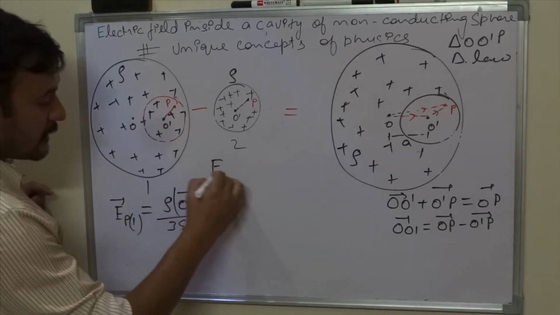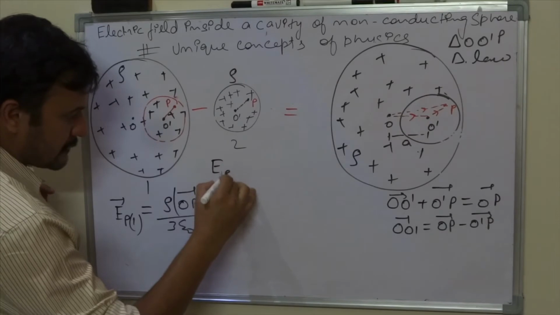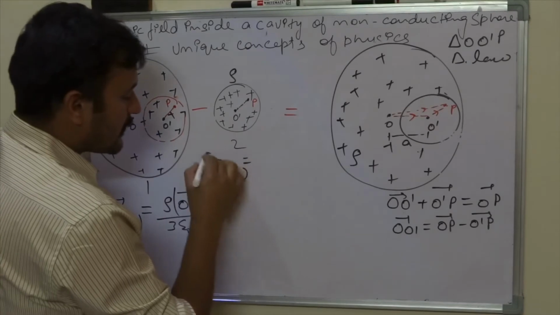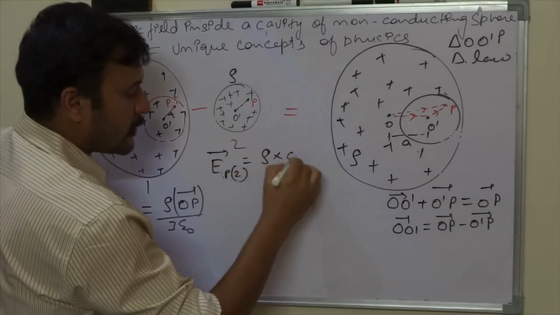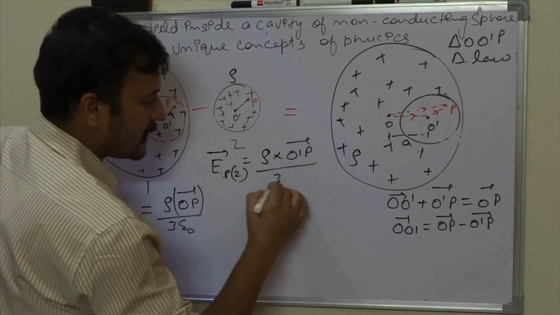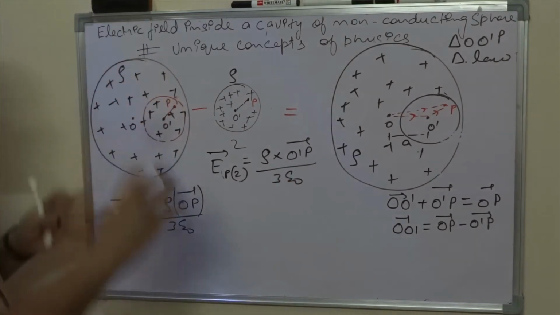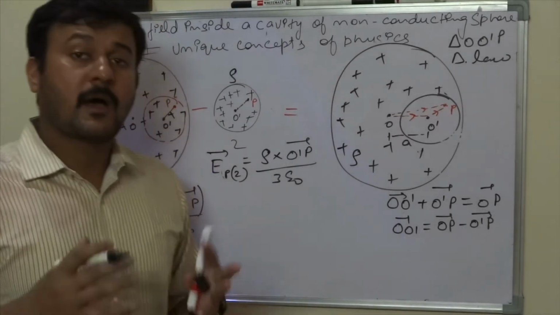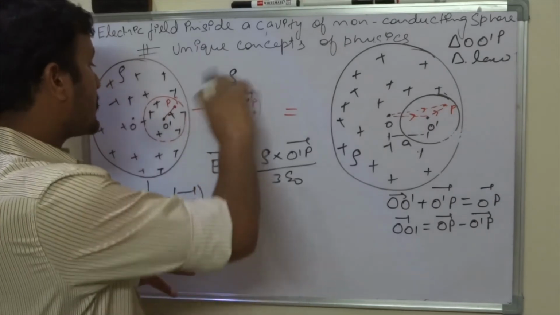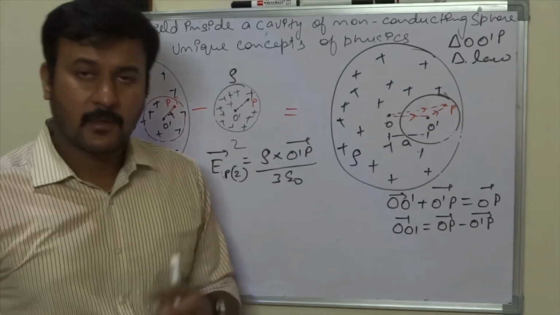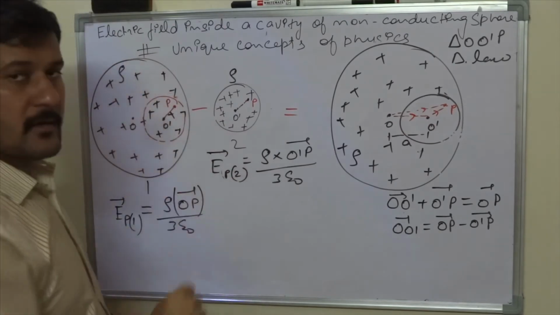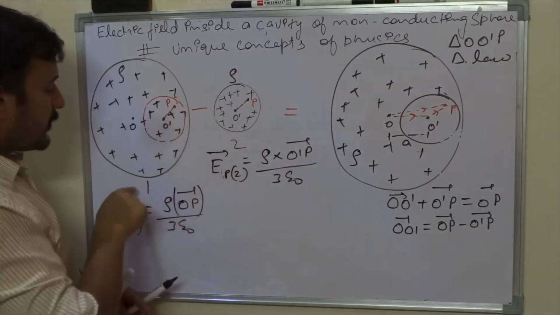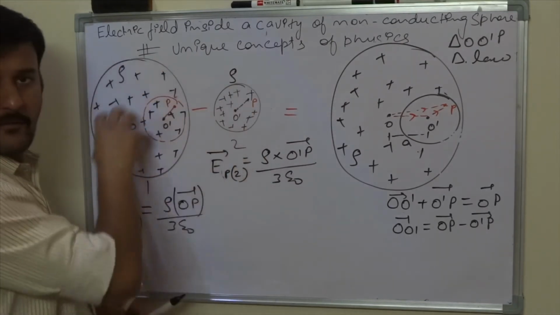In the second case, the electric field at P due to sphere 2 would be rho into O'P upon 3 epsilon naught. Now how is this sphere with a cavity formed? It is formed by cutting this smaller sphere from the bigger sphere. I mean to say that this is formed when I have removed sphere 2 from sphere 1.